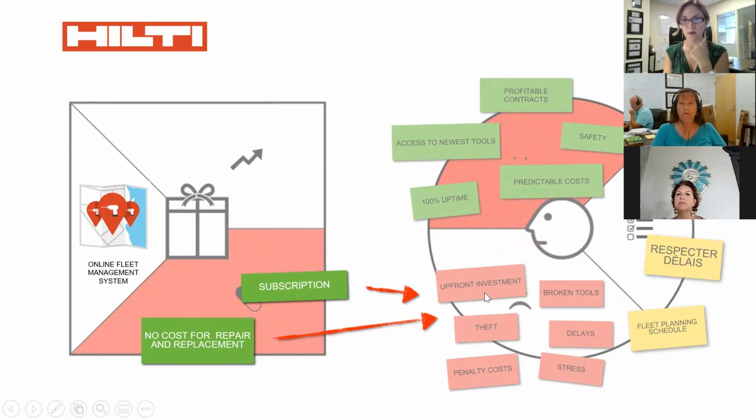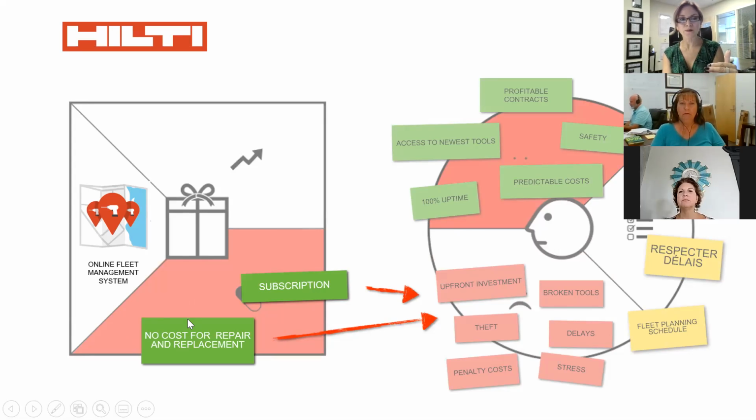The pain of the boss was this upfront investment, broken tools, delays. That was the problem this boss faced with the previous business model when this company was a product-centric company. So this was the whole issue. That's why they didn't want to commit to buying the tools.